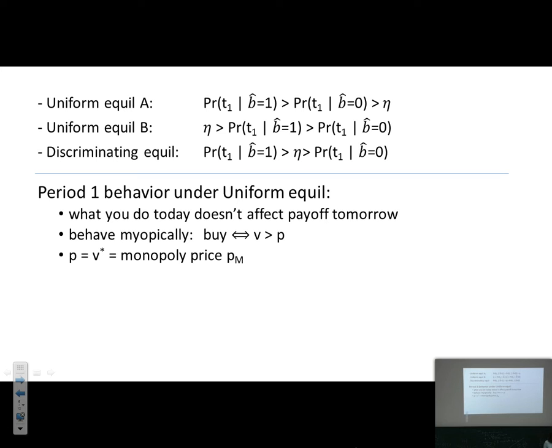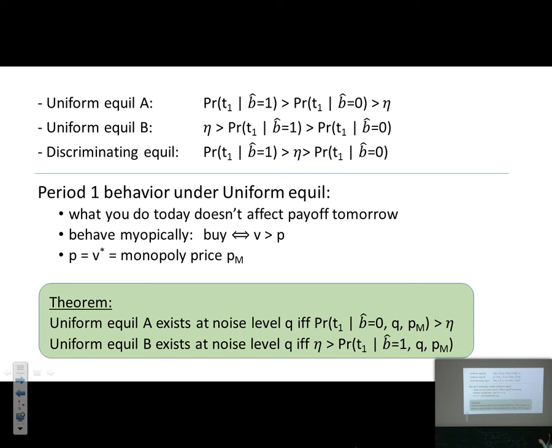So in a uniform equilibrium, what you do today doesn't affect your payoff tomorrow, because you're always going to see the same ad regardless of your purchase choice and if your bit is flipped, and so you might as well just behave myopically. And so you're going to want to buy at a price below your value, and the seller is going to want to charge the monopoly price. And again, because players are being myopic, the price is exactly this V star cutoff. And so we can rephrase this up here and say that a uniform equilibrium exists exactly when the advertiser's posterior, given that the monopoly price was charged and consumers behaved myopically, satisfies these conditions up here.